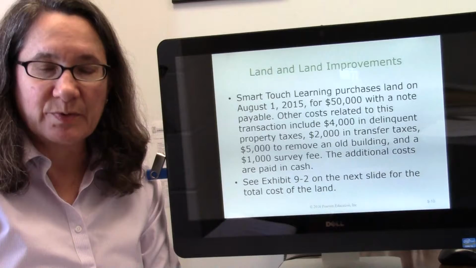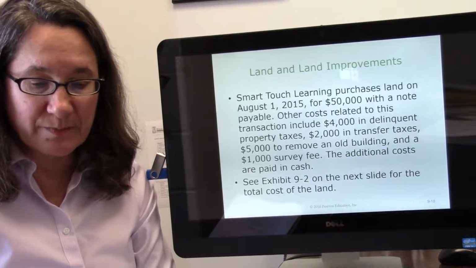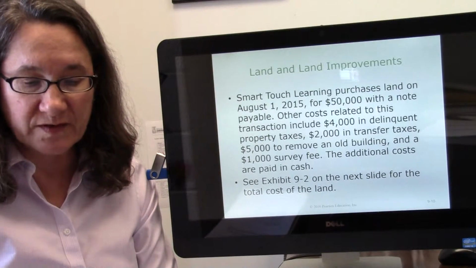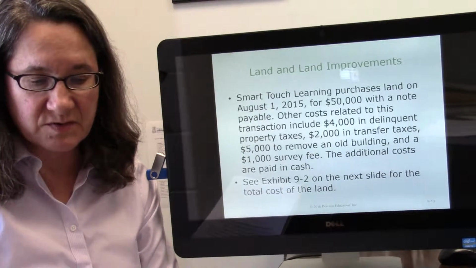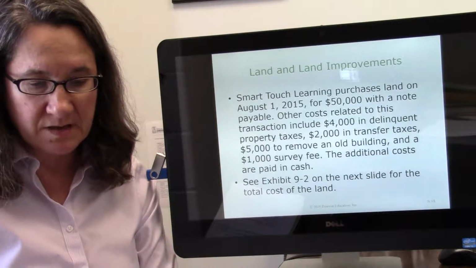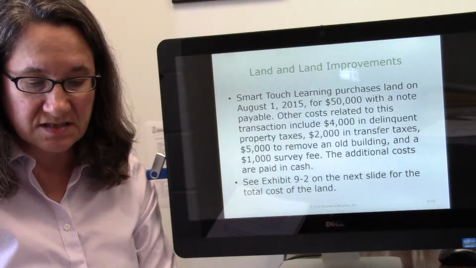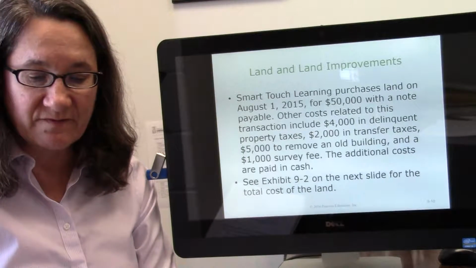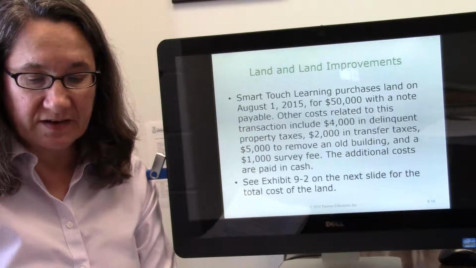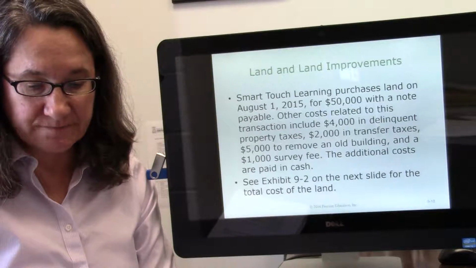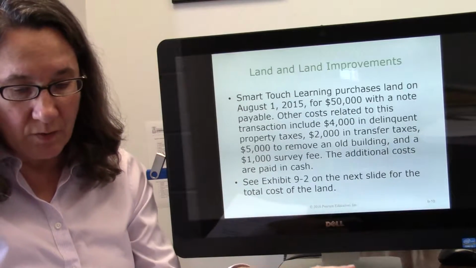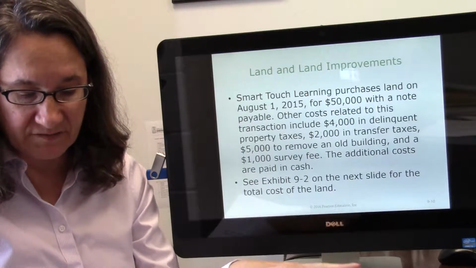So let's give an example here. Smart Touch Learning purchases land on August 1st, 2015 for $50,000 with a note payable. Other costs related to this transaction include $4,000 in delinquent property taxes, $2,000 in transfer taxes, $5,000 to remove an old building, and a $1,000 survey fee. The additional costs are paid in cash. So, this is our example. So, what is the actual cost of the land?